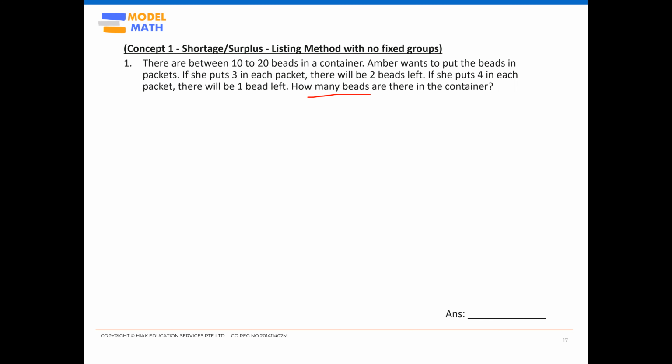So let's go on to do the listing. For 10 to 20 bits, they already give you a condition between 10 to 20 bits. That means what Amber should have for the number of bits should be from 11 to 19.